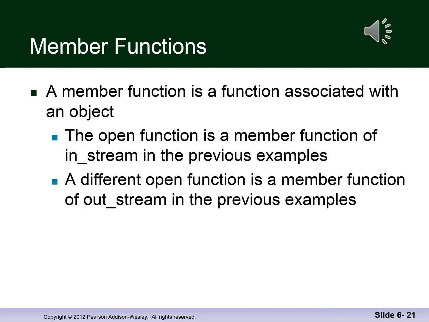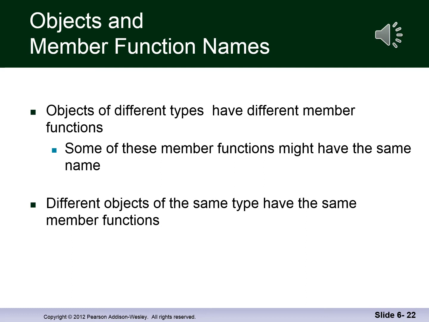Objects have member functions, a set of functions that are associated with that particular object. The open function is considered a member function of instream in the previous examples. A different open function is a member of outstream in the previous examples. There is some overlap between objects and member function names. Different types of objects have different member functions, but some of those member functions might have the same name, such as open. Different objects of the same type have all the same member functions.